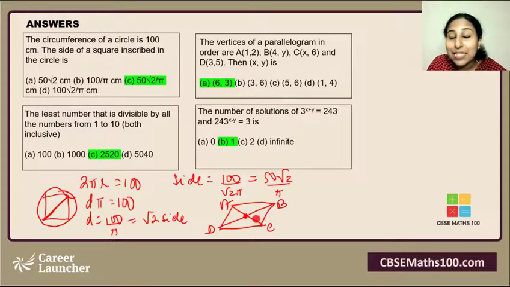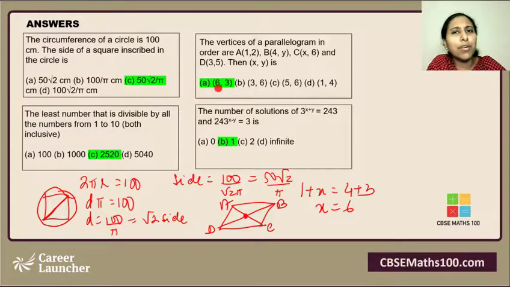Now, that means that the sum of x coordinates of A and C divided by 2 is the same as the sum of x coordinates of B and D divided by 2. Or in turn, you could say the sum of x coordinates of AC is equal to the sum of x coordinates of BD. That means that you have 1 plus x is equal to 4 plus 3. On solving this, we get x is equal to 6. There is only one option where the x value is 6. So you could mark A directly.